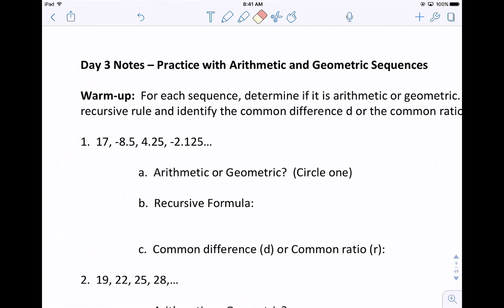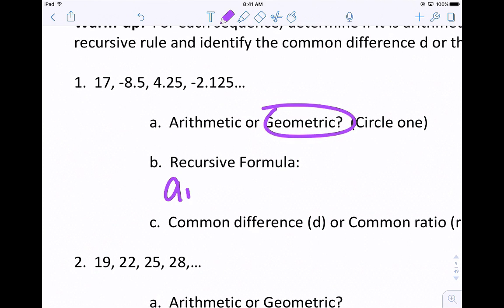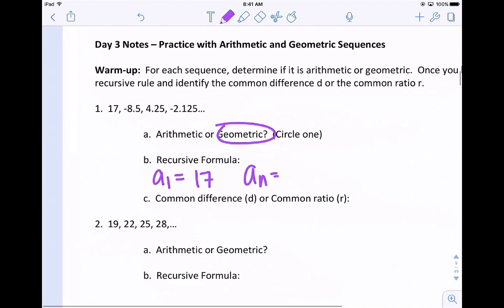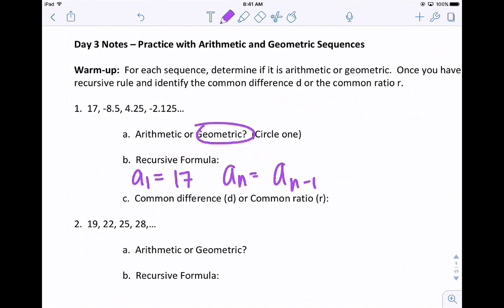So this is geometric. The recursive formula, again, we always need a starting value, otherwise we could get a different list of numbers. And then to find any term, you take the term before it, and we multiply by negative 0.5. So that's geometric. Our common ratio is what we're multiplying by every time, so here it's negative 0.5.